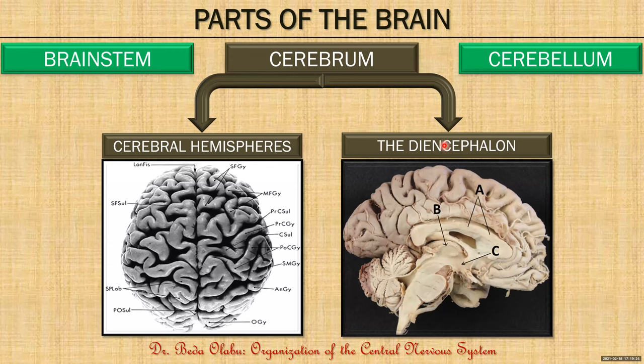Then you have the diencephalon. The diencephalon refers to this region here, this one only, this part. That is the diencephalon. There are four components of the diencephalon. The part labeled B is what we call the thalamus. The part labeled C is the hypothalamus. This one here is the epithalamus.